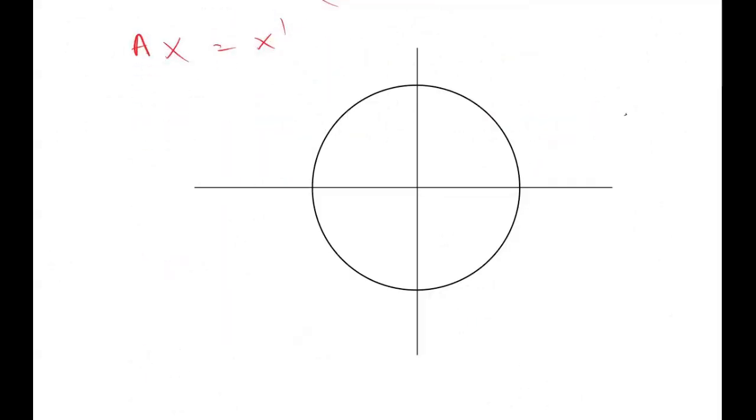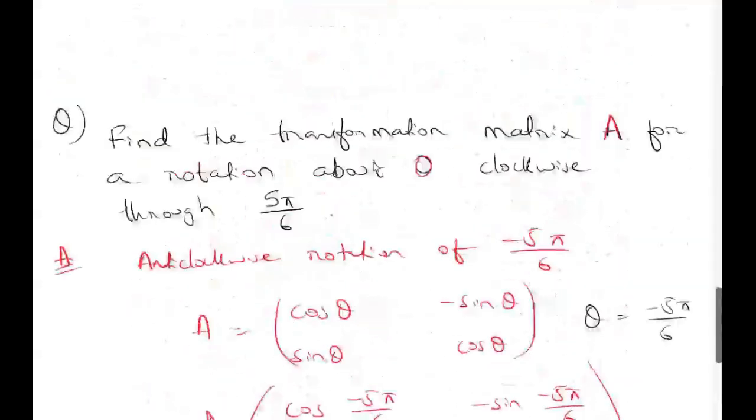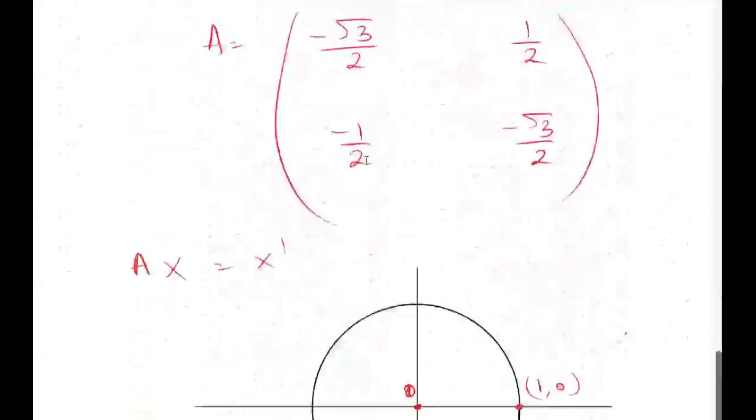Whenever I try to draw a figure, I always start off with a unit circle. The unit circle will always have a radius of 1 unit. Let's say this is my vector here, which is (1, 0). According to the question, I am going on a clockwise rotation through 5 pi by 6.